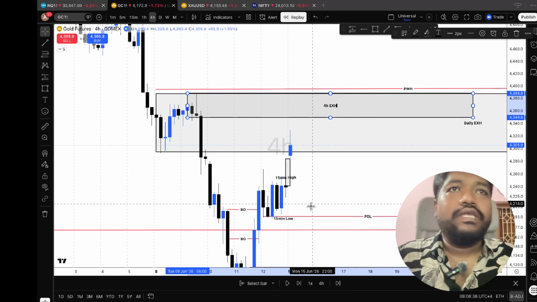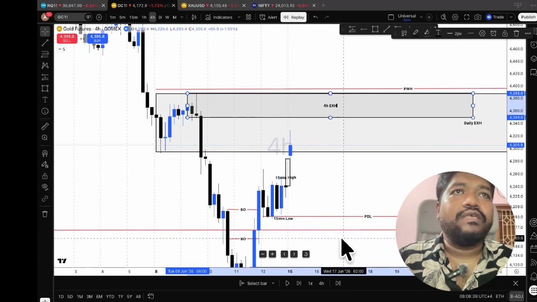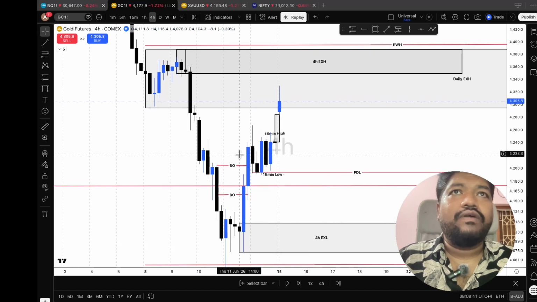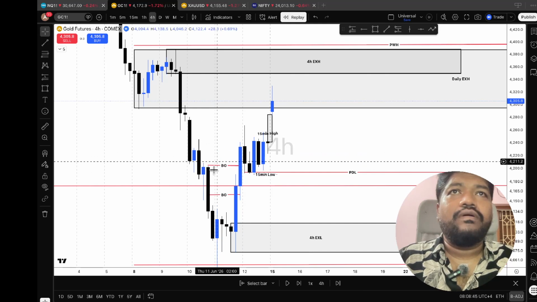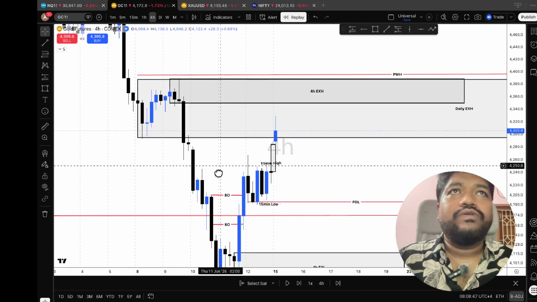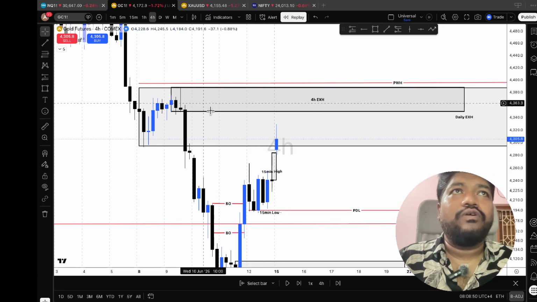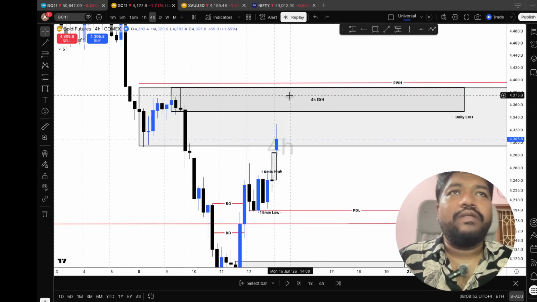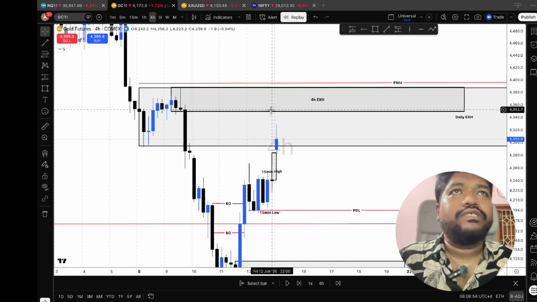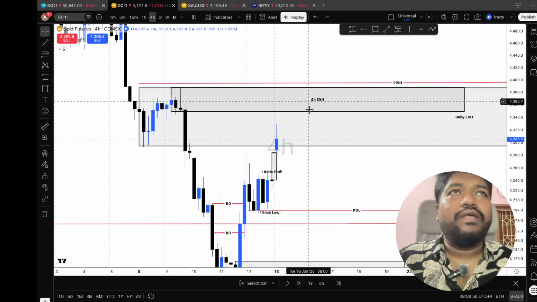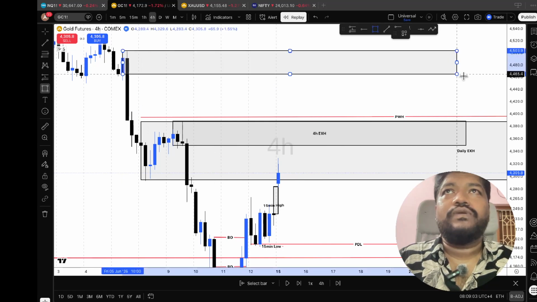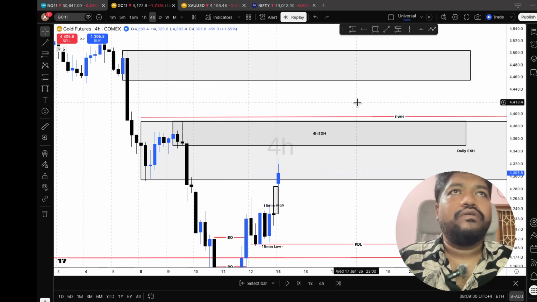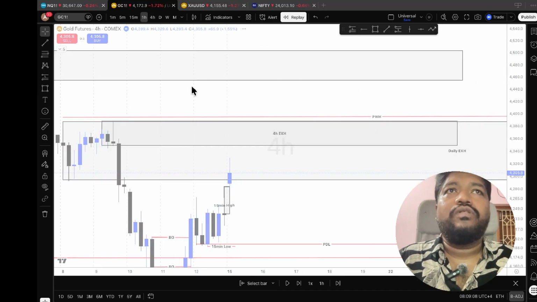Since there is already an engulfing coming from the down, it already reached one external zone over here. This one is broken. So I'm expecting it should reach at least this 4-hour zone and give me some kind of reaction, because the nature of engulfing is to reach my external zone, and from there it started giving the reaction. If it breaks this, where is the next zone? The next zone is this one. Understood? Okay, clear.